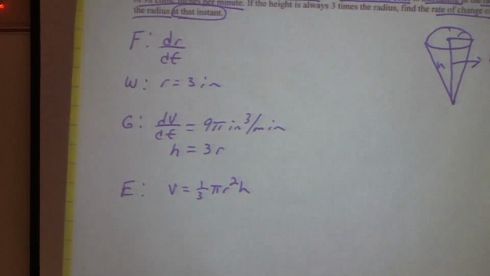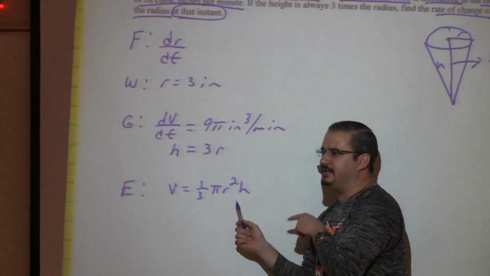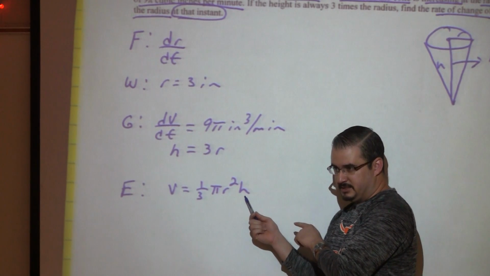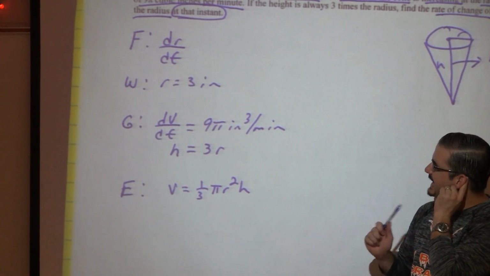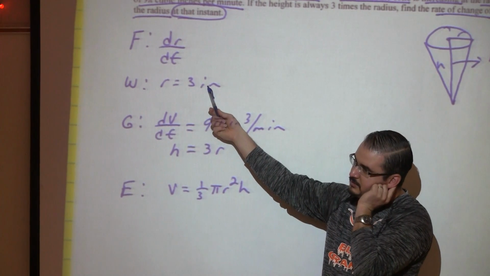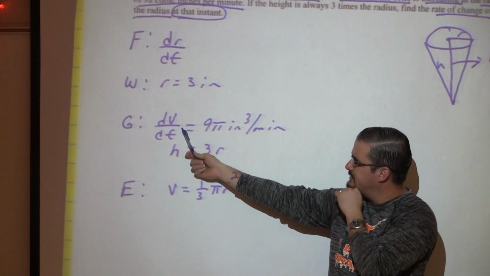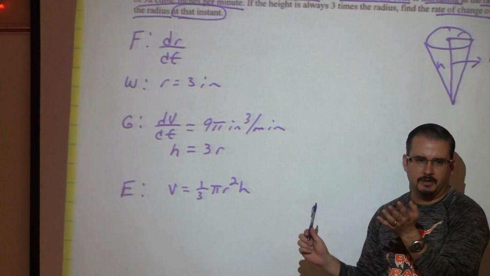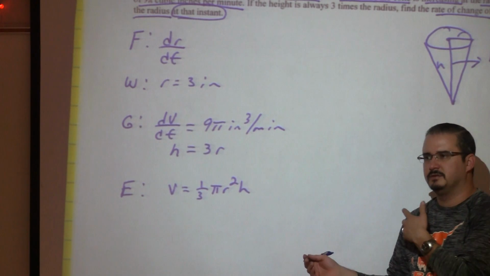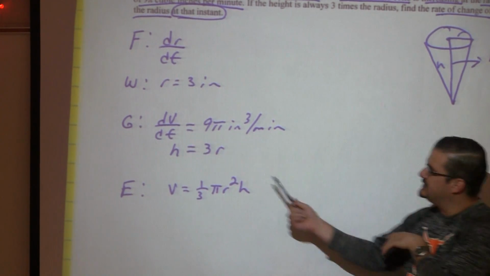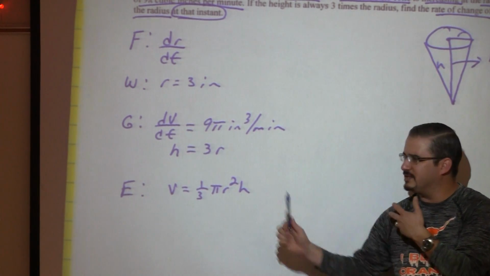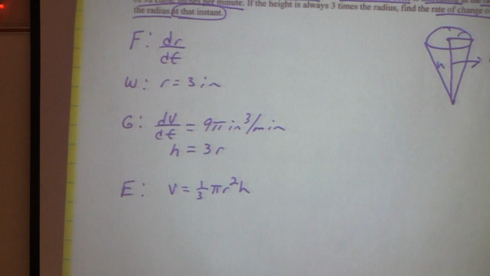Okay, so let's look at it. I know that when I get the derivative of this, I'm going to end up with a dr/dt, and I'm also going to end up with a dh/dt. But what is it that I have? I have r and I have dV/dt. Do I know anything about h? I know that it's 3r, right? But do I know anything about dh/dt? No. Could I find dh/dt using this? Yes. But do I want to have the equation with two variables? I'd rather have it with one variable, right? What could I do with this h?